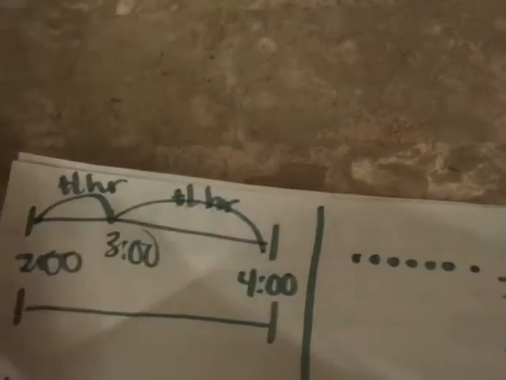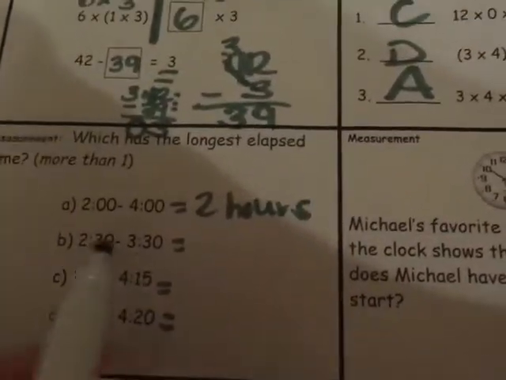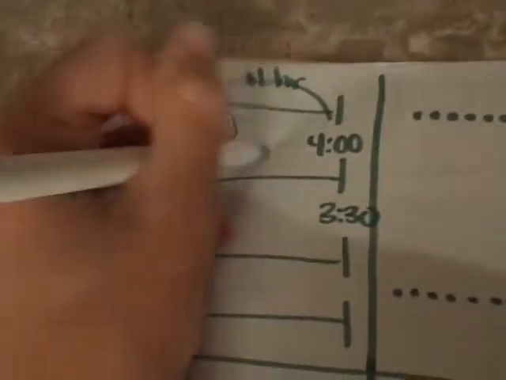So I'm going to my handy dandy number line, 2 o'clock to 4 o'clock. I can jump 1 hour. That will be 3 o'clock. I can jump another hour, and that's going to be 4 o'clock. So my elapsed time for that is 2 hours. 2:30 to 3:30. If I make an hour jump, that's all it's going to be, 1 hour. So from 2:30 to 3:30 is 1 hour. So I can eliminate that because we're looking for what has the longest elapsed time.